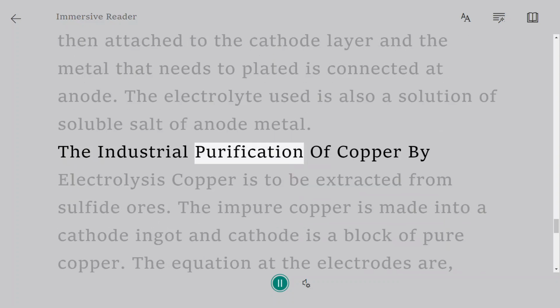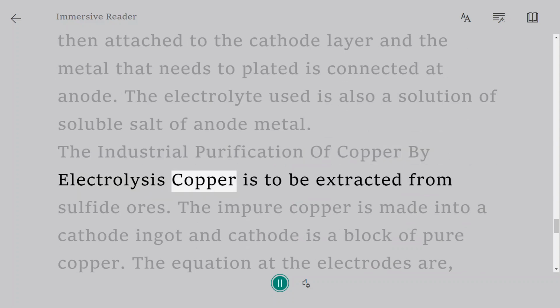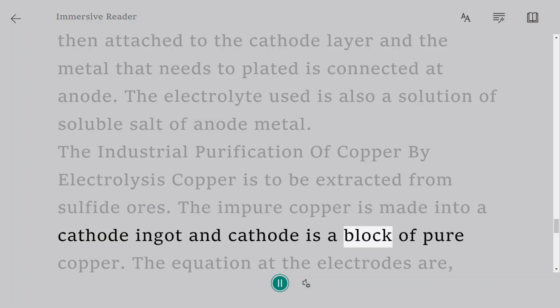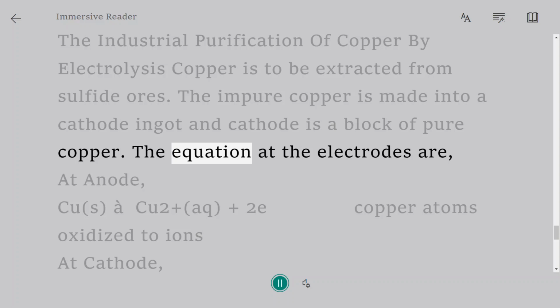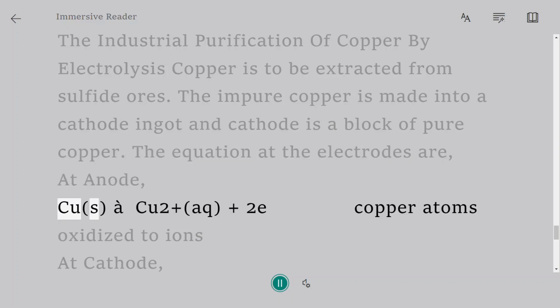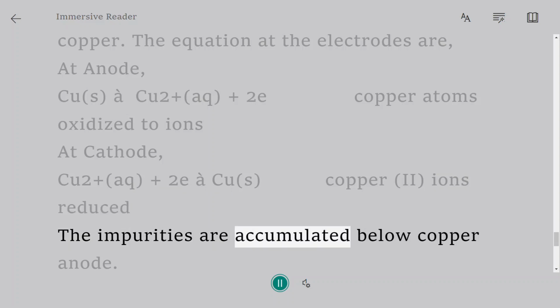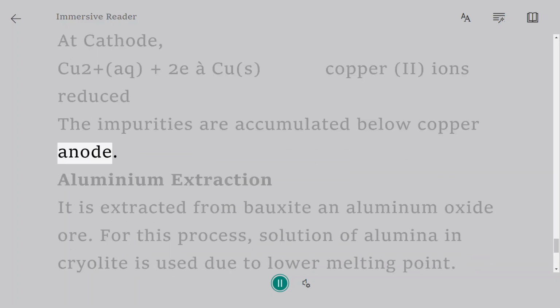The industrial purification of copper by electrolysis. Copper is extracted from sulfide ores. The impure copper is made into the anode and the cathode is a block of pure copper. The equations at the electrodes are: at the anode, Cu(s) → Cu2+(aq) + 2e-, copper atoms oxidized to ions. At the cathode, Cu2+(aq) + 2e- → Cu(s), copper(II) ions reduced. The impurities accumulate below the copper anode.